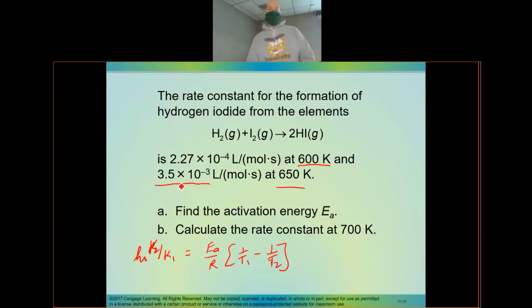All right, so here is your K1, here is your T1, here is your K2, here is your T2, and R is 8.314. All right, and so you have both your K's, both your T's, you have your R, you have one unknown. All of these can only have one unknown. We are solving for one thing. In this case, we're solving for energy of activation.